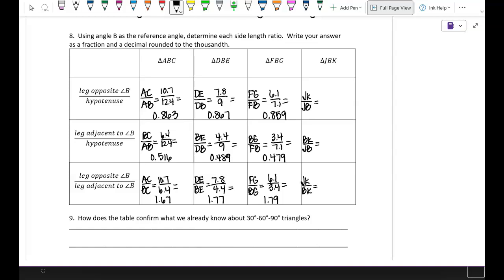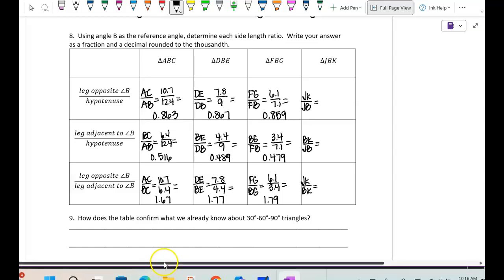And then for my last triangle, I would have 4.9 over... I have a bad measurement because I can't have my leg be longer than my hypotenuse. Let me double check my measurement here because I have JK at 4.9, and then JB should be 5.7. I have a wrong measurement there. Let me correct that.